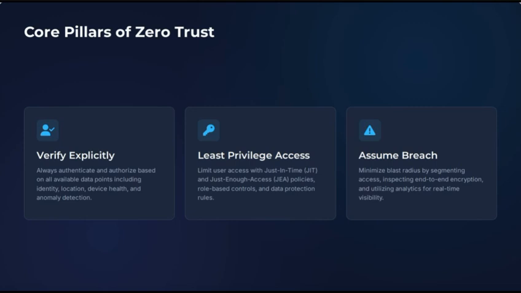Pillar 2, least privilege access. Give users just-in-time and just enough access to perform their job, nothing more. And Pillar 3, assume breach. Structure your environment, assuming an attacker is already inside the network, minimizing blast radius through micro-segmentation and continuous token evaluation.